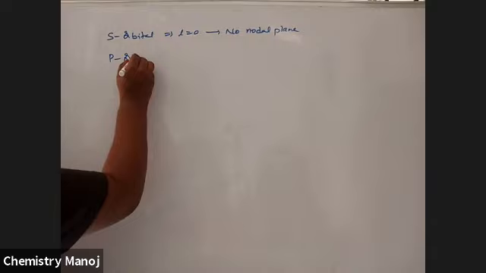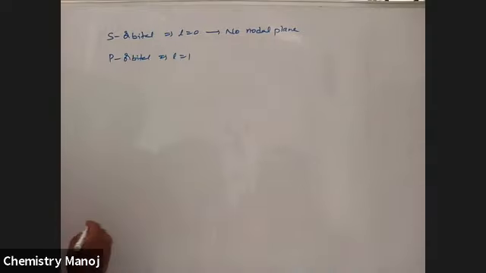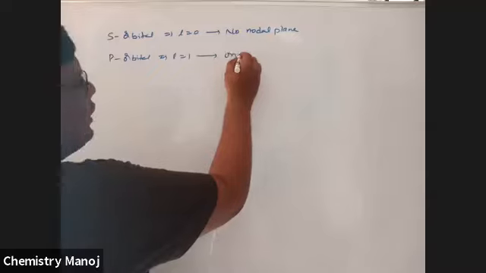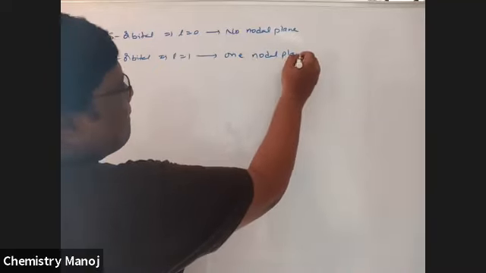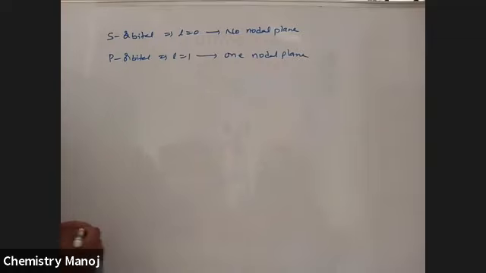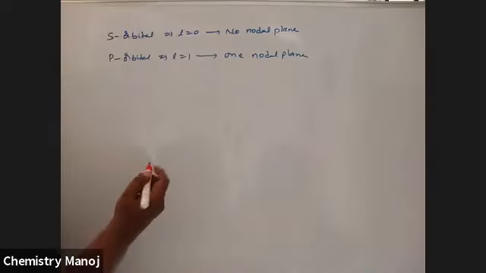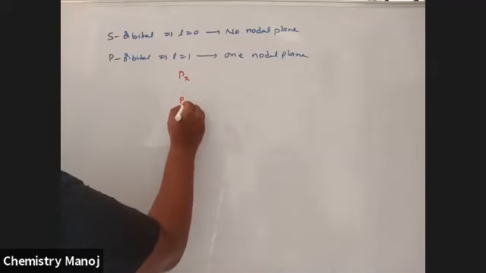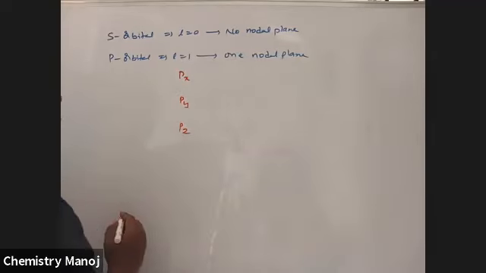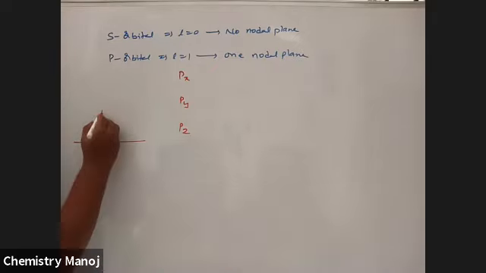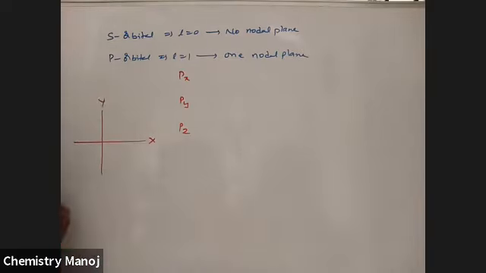For P orbital, L is equal to 1. That means one nodal plane exists for P orbital. P means Px, Py and Pz. See here, this is the P orbital, this is the x-axis, this is the y-axis. The P orbital has a dumbbell shape. If the dumbbell is on the x-axis, the electron density is on the x-axis. That means the maximum probability of finding the electron is only along the x-axis.